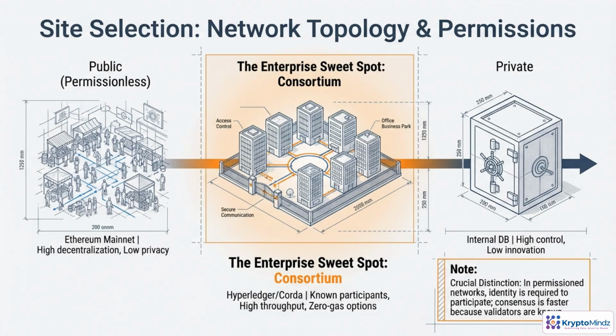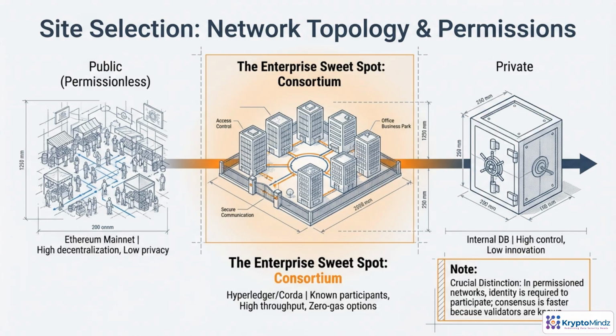When you pick a blockchain network for an enterprise, you're really choosing a balance between openness and control. Public networks like Ethereum mainnet give maximum decentralization, but almost no privacy and limited control over participants or fees. Purely private databases give maximum control and privacy, but you lose the benefits of shared truth and ecosystem innovation.